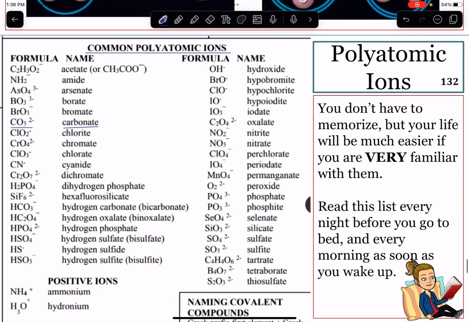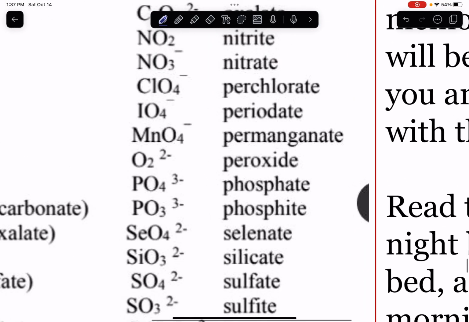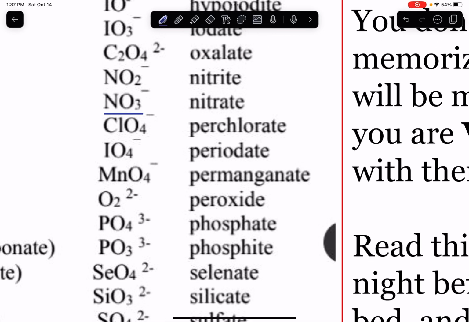All right, so I would never ask you to memorize all of these. And even in AP Chemistry, there's only a small handful of them that you're going to need to memorize, if you don't already have them memorized because of how often we use them. However, your life will be much easier if you are very familiar with these. Because if you come across one of these polyatomic ions on a quiz or a test, but you're not aware that it's a polyatomic ion, and say you see NO3, but you think it's nitrogen trioxide or something silly like that, you're going to get the problem wrong. You need to recognize that NO3 is nitrate.